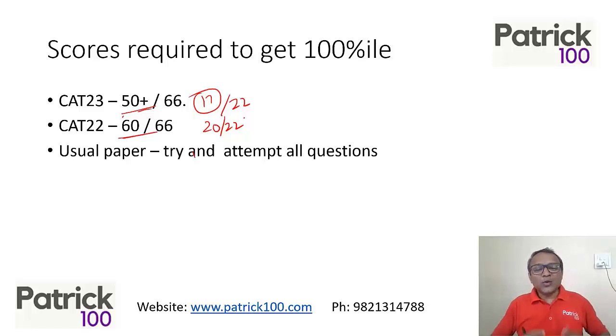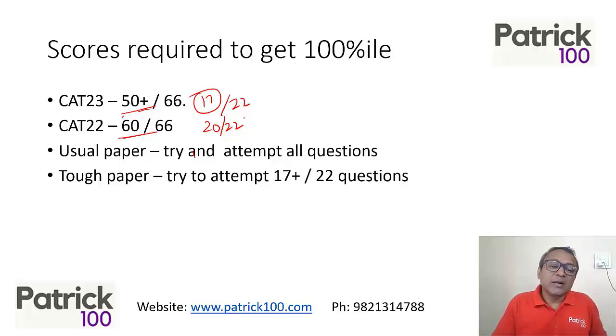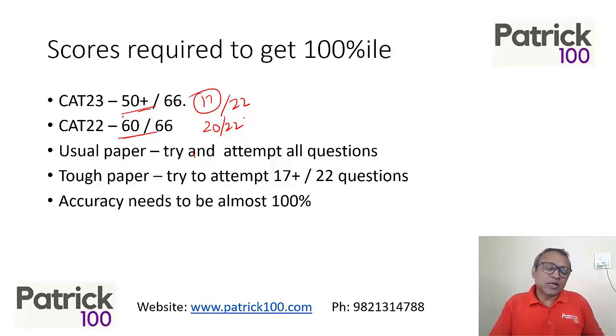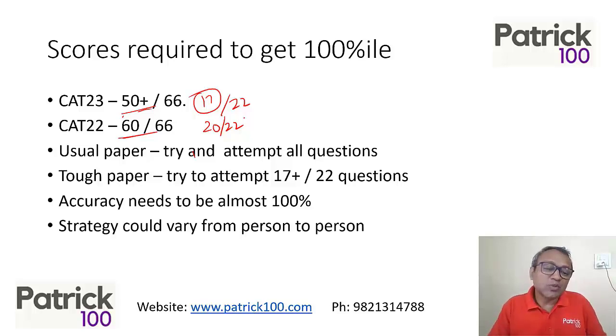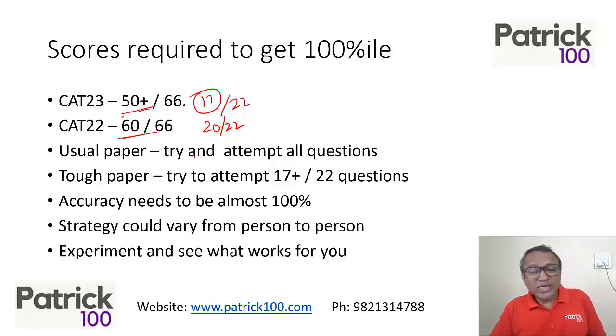Usually try to attempt all questions. That's what you normally aim for if you're looking for 100 percentile. But if the paper is tough, attempt less. You could attempt maybe 17 to 22 questions in the examination, right? And accuracy needs to be 100. You can't make silly mistakes. If you're aiming for 100 percentile, you need to be almost all correct. Avoid silly mistakes as far as possible in the exam. Also remember, strategy varies from person to person. You need to experiment to see what works for you and what does not.